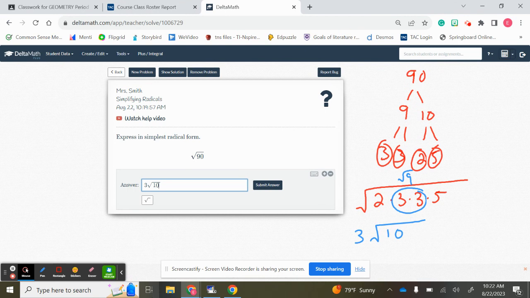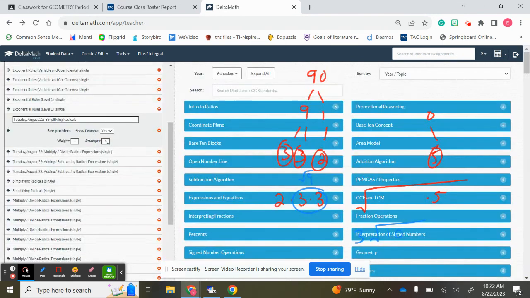Why don't you guys take a minute just so I can answer some questions and work on these two, simplifying radicals right here, the single. I'll give you 5 minutes.